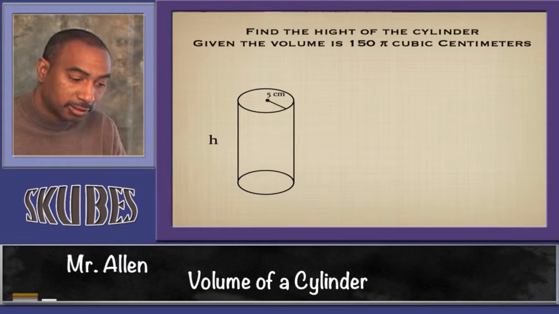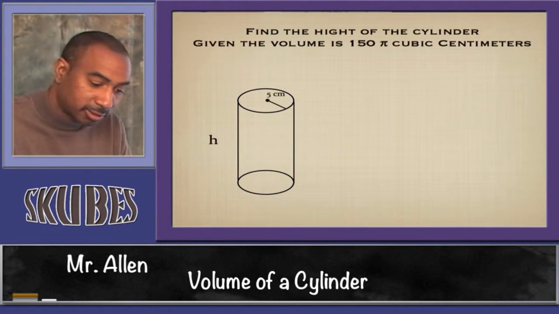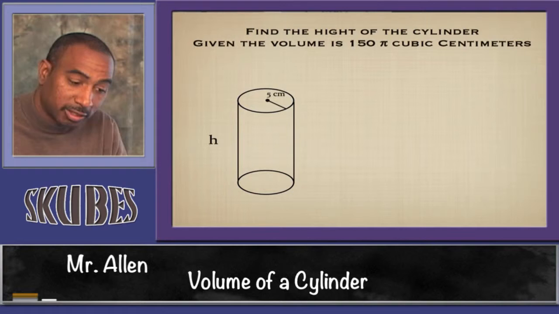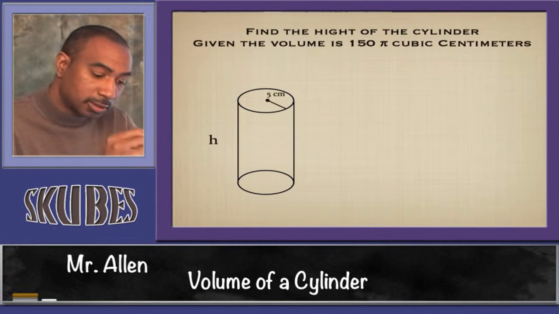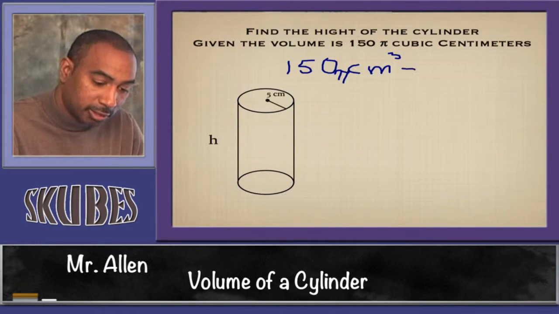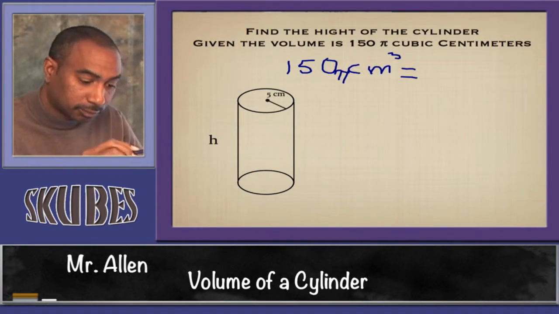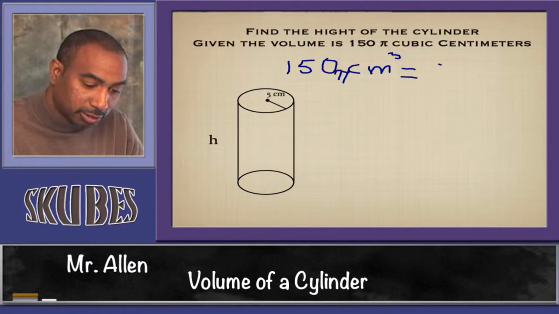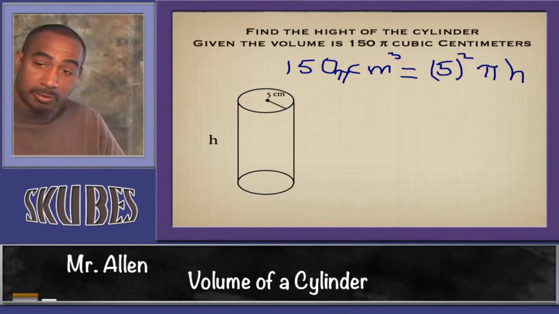All right, find the height of the cylinder given the volume is 150 pi cubic centimeters. This time we know what the radius is. We're not given the height, but we're given what the volume is. So I'm going to say 150 centimeters cubed, this is pi, is equal to, well, we know it's going to be 5 squared times pi times the height. Just substitute in the formula.